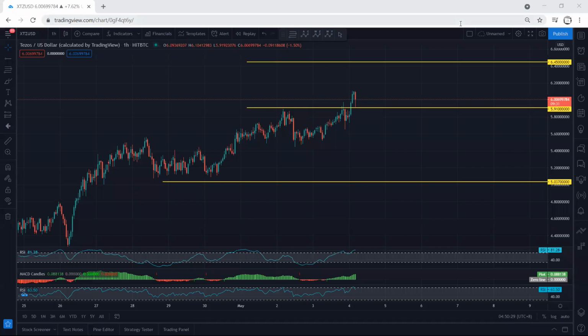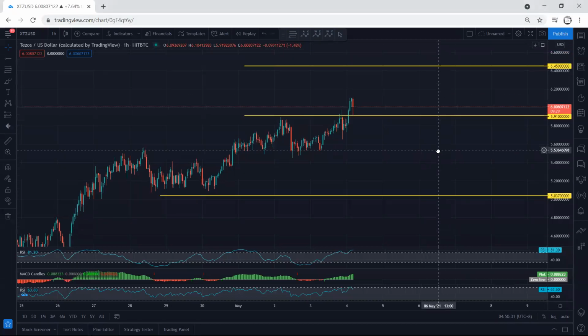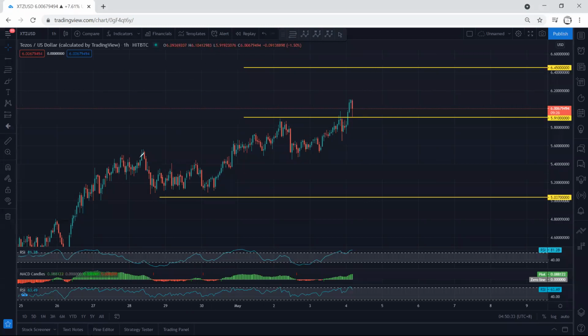XTZ, we start with 1 hour chart. I just want to give you a quick update. First of all, if we refer to our analysis, since the price was within this move, we have been looking for buy, and this is what we get. And the first target was, as we can see, 5.91. As we can see, the price tagged. Now we're looking for the second target. We want to see whether the price can tag or not.